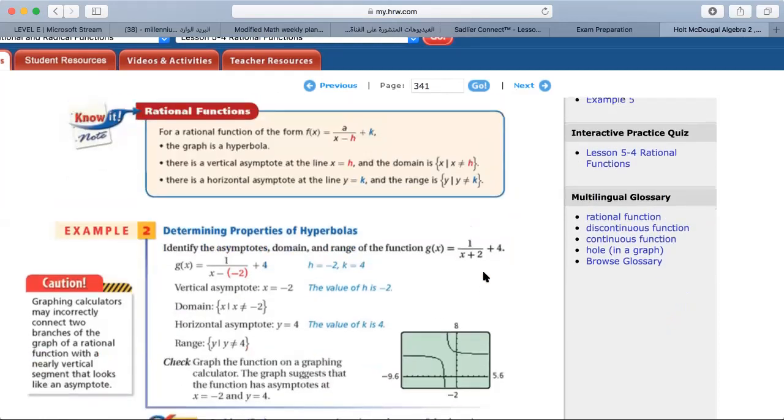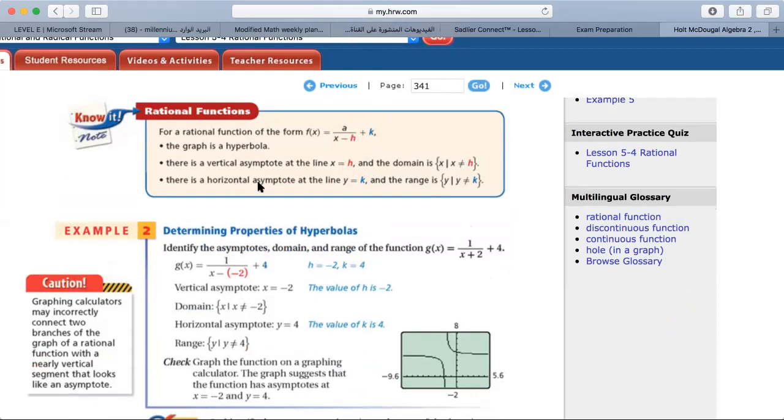So we're going to learn 2 new vocabulary words today, which are vertical asymptote and horizontal asymptote. The vertical asymptote is the value of h. Okay, girls, the vertical asymptote is the value of h.